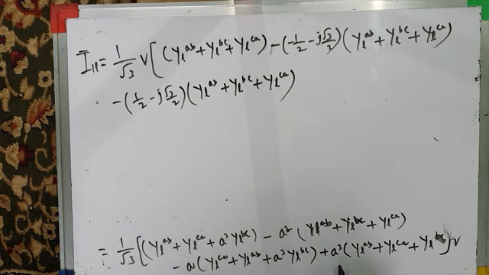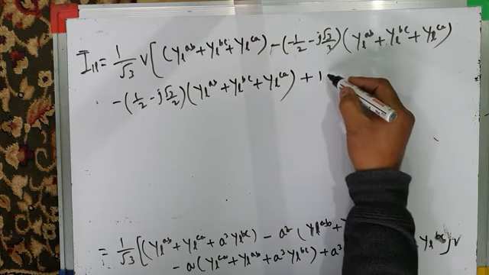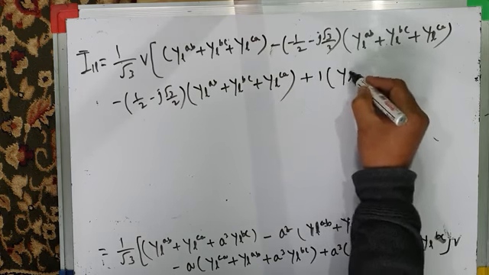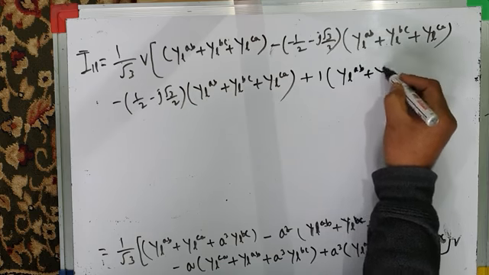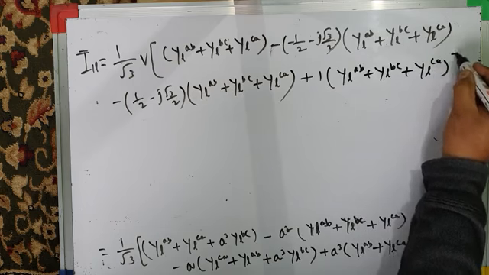Plus A cube. What is A cube? A cube is 1. We already know A cube is 1 at an angle of 0 degrees. That is 1 itself times YLAB plus YLBC plus YLCA. That's it.